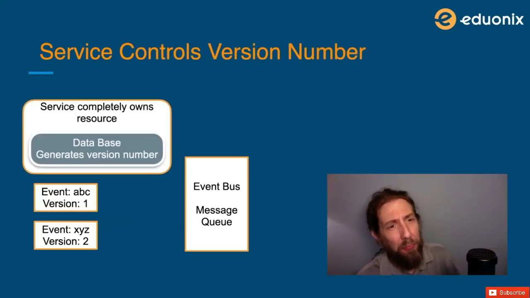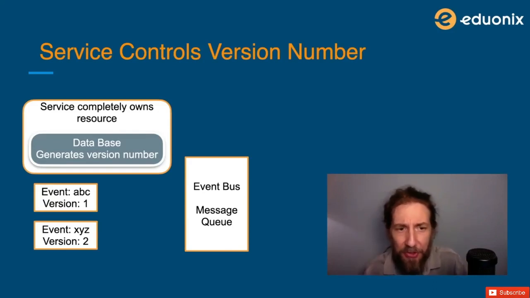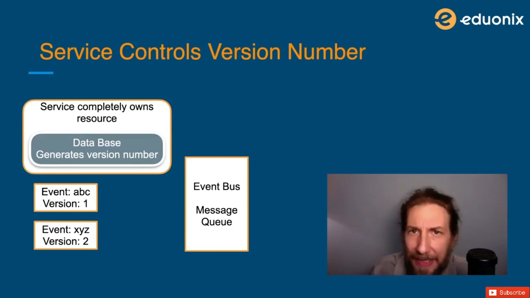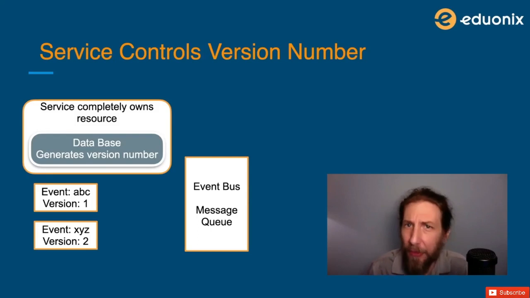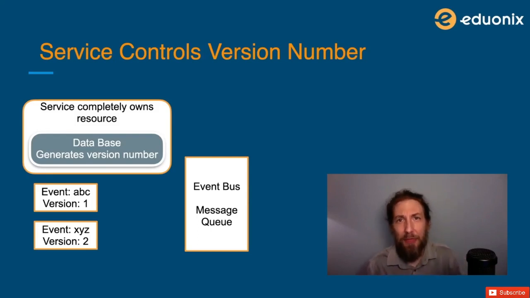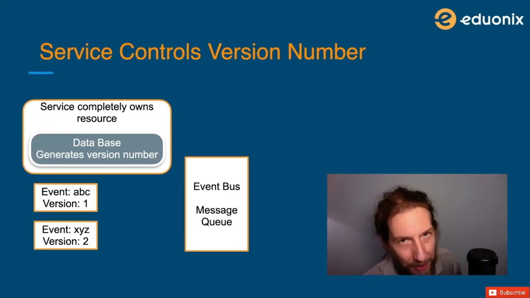If a service completely owns its own resource, then it's able to do a number of things. It's able to generate a version number for every event that happens, and this version number is going to allow us to keep track of concurrency and make sure that our events are registered in the proper order. We can set up some rules ahead of time that let the services know that they have to process these events in order of their version number to make sure that things happen in the order that we want them to.